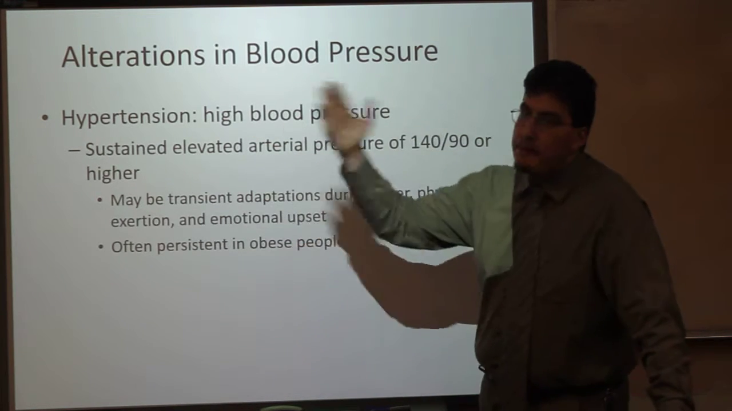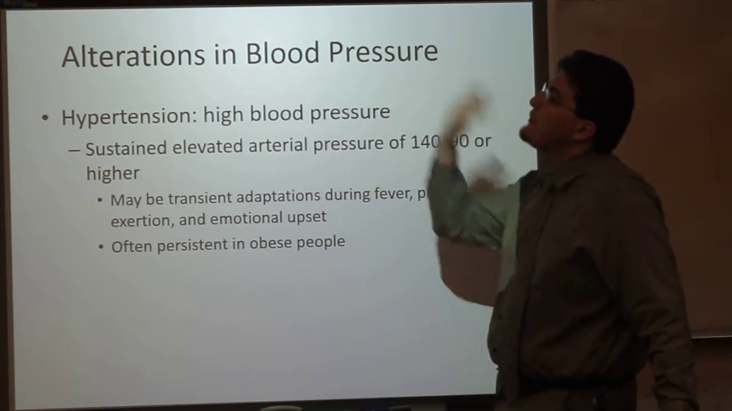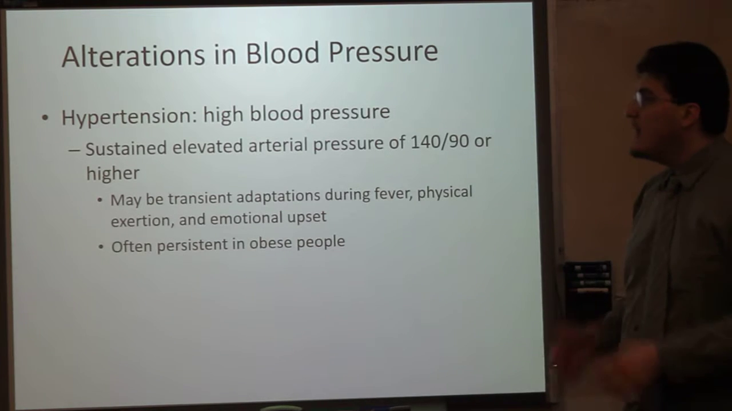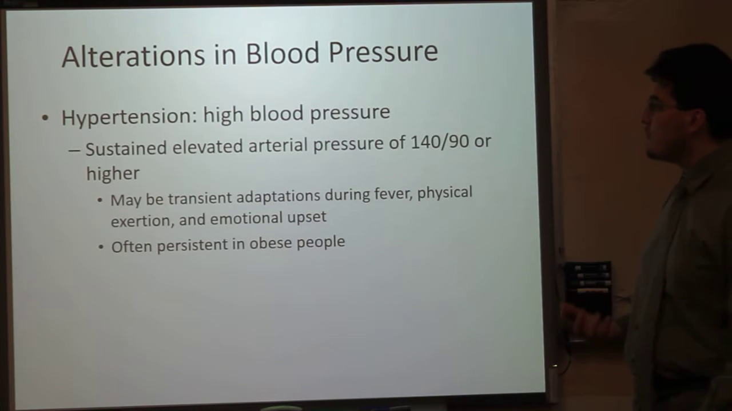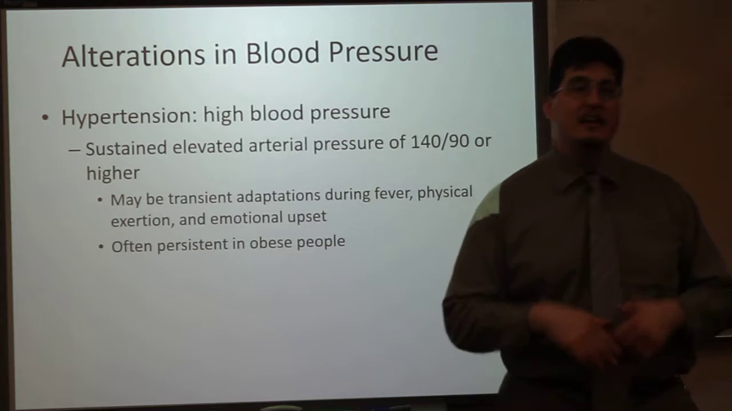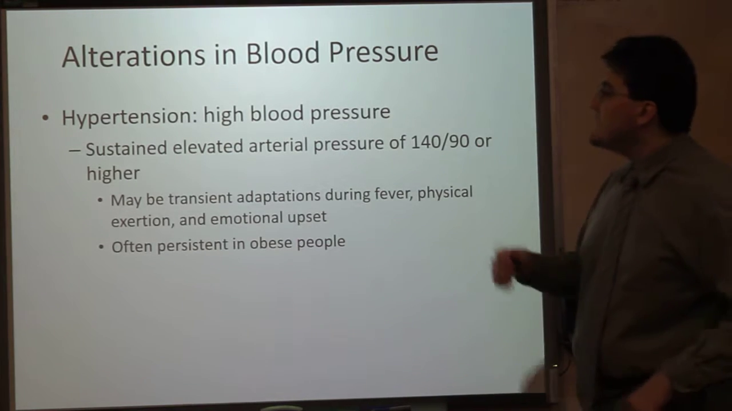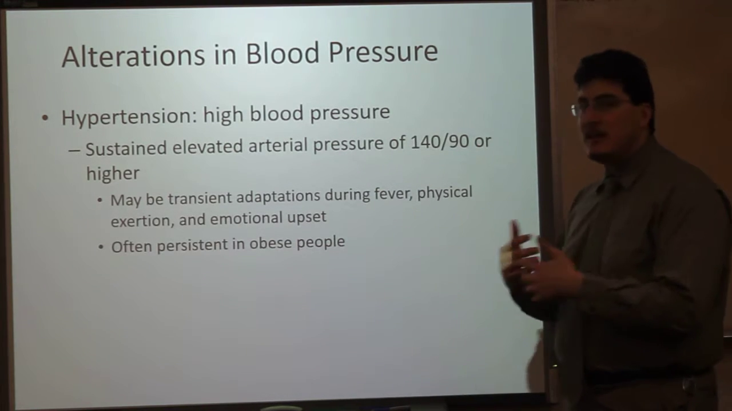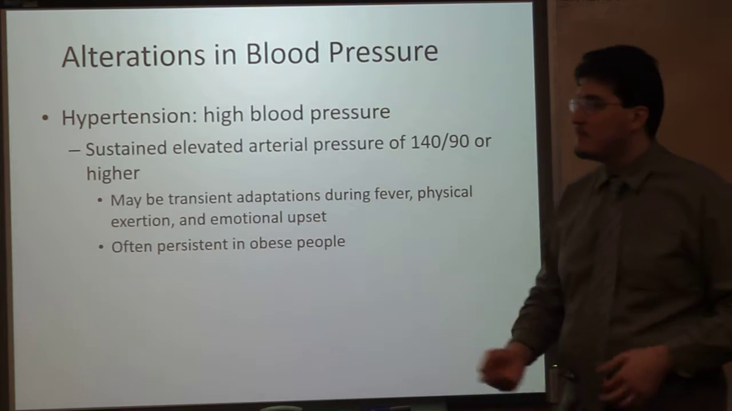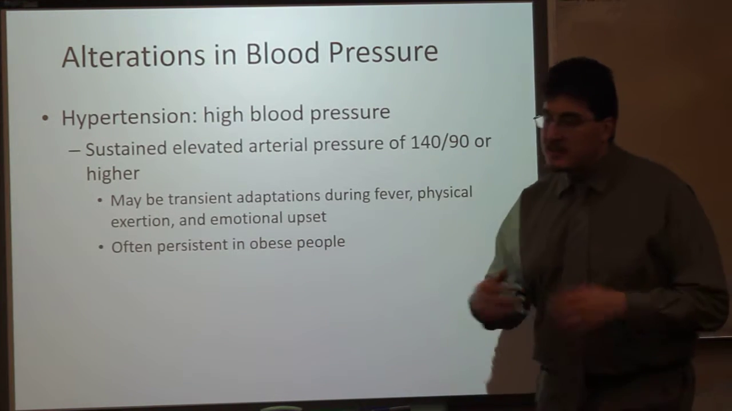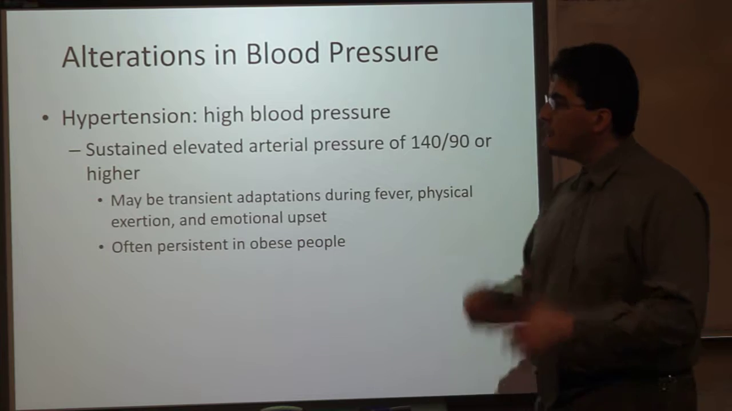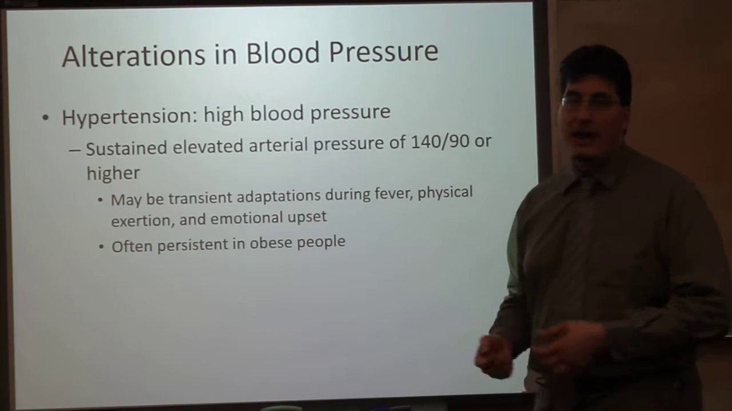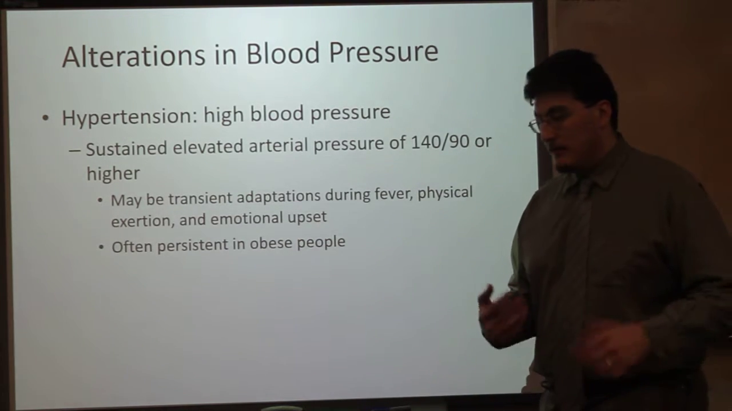Now, hypertension. If hypotension is low blood pressure, hypertension is high blood pressure. Sustained elevated arterial pressures of 140/90 or higher. This may be a short-term transient thing, transient meaning it will pass. This can happen during fever or during physical exertion, like running away from a bear or something.